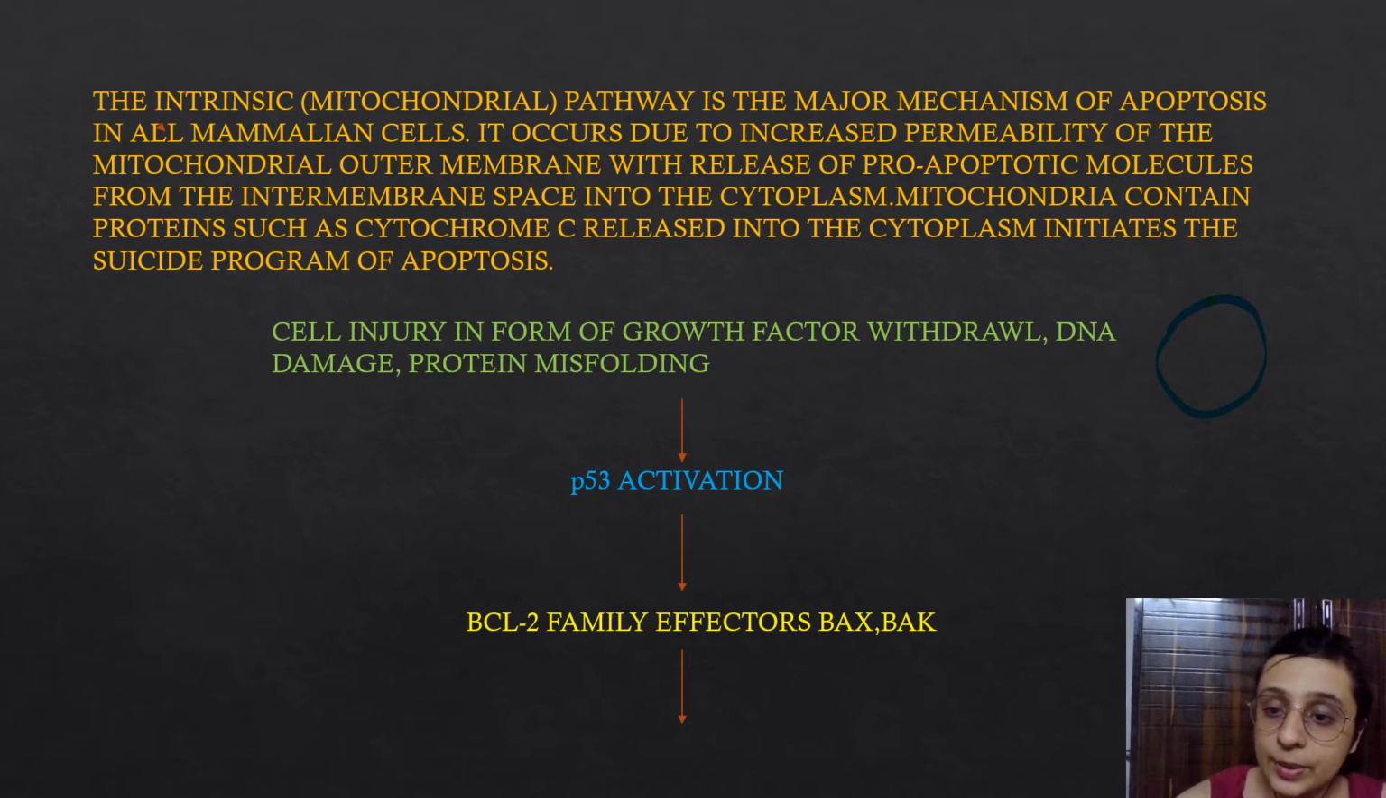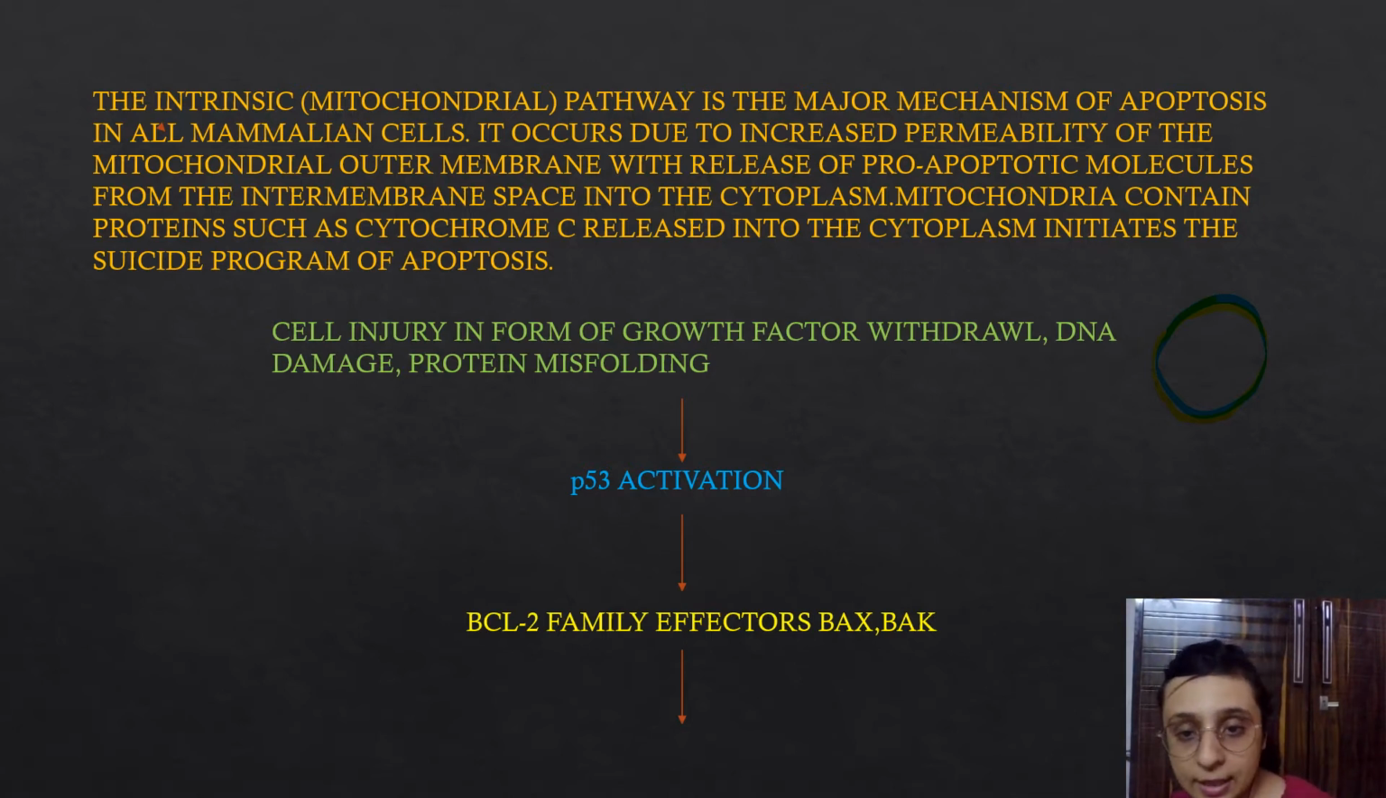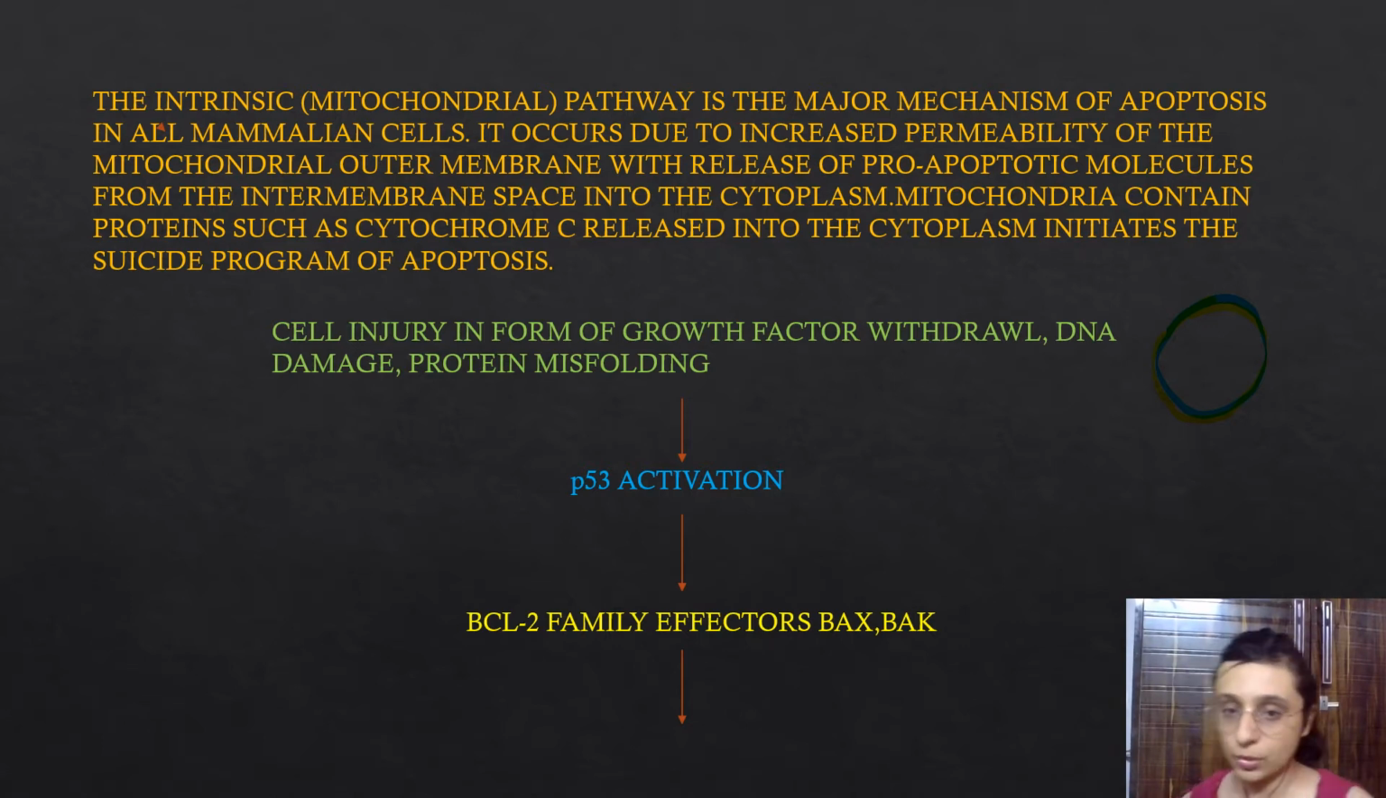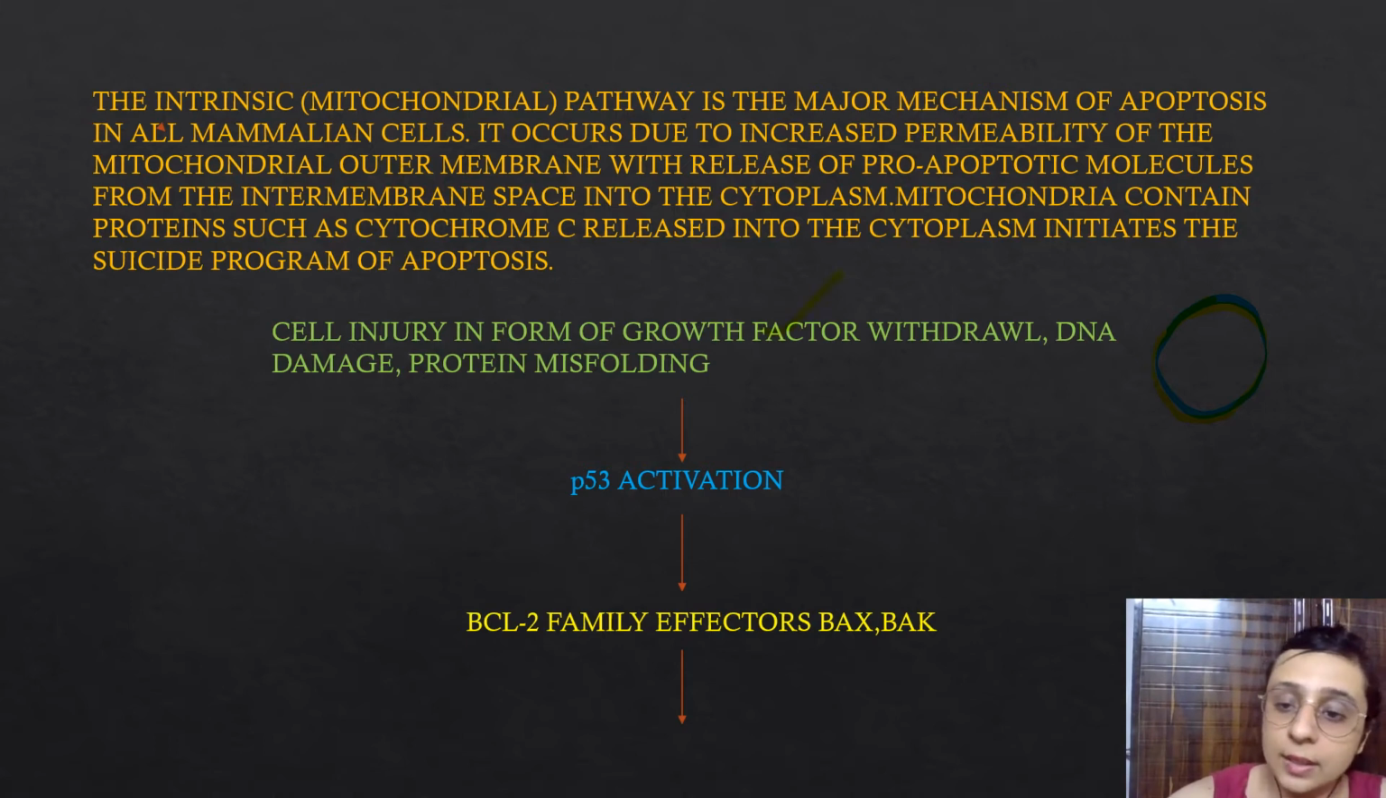what are the factors which will make a cell realize that it should die now? Maybe growth factor withdrawal. Growth factors are important for a cell to undergo growth and survival; you remove that growth factor. DNA damage, protein misfolding. These can be the reasons a cell realizes that it now has to undergo death.